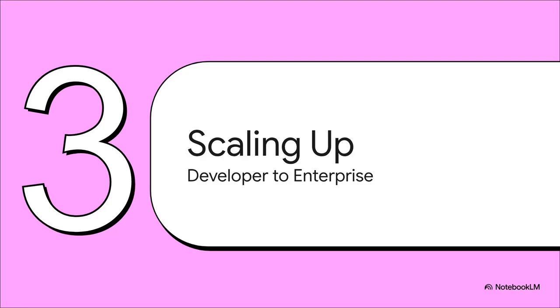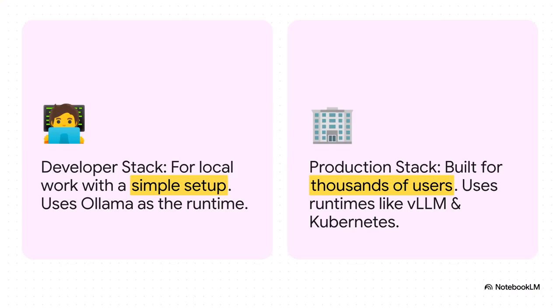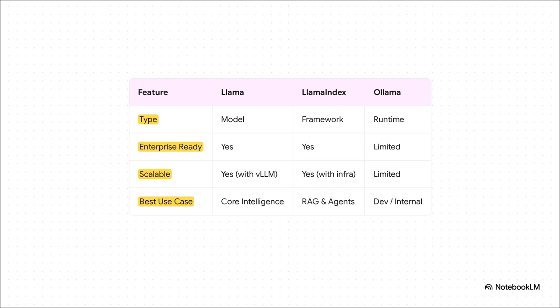Now, this whole stack is incredible for a developer working on their laptop. But what happens when you need to serve thousands of users in a real company? Well, the requirements change dramatically. On one side, you've got this simple, elegant developer stack with Ollama. It's perfect for building and testing. But on the other side, for a production environment, you need something way more robust. You need a system built for massive scale, using industrial-strength tools like Kubernetes and specialized inference servers to get every last drop of performance. This scorecard gives us a quick strategic look.